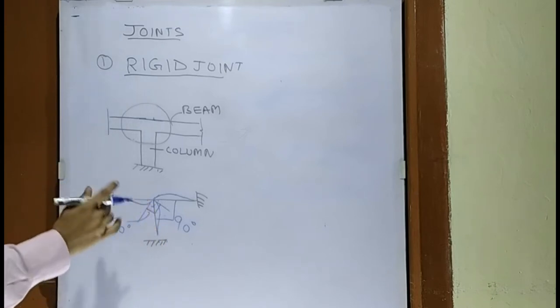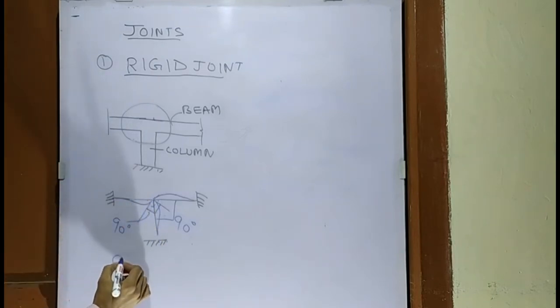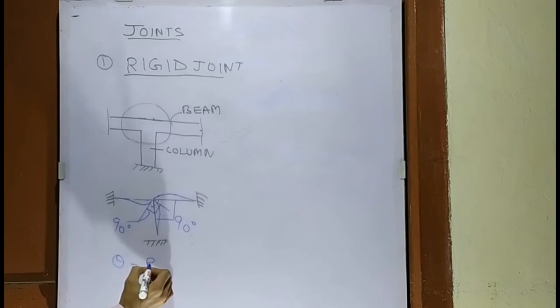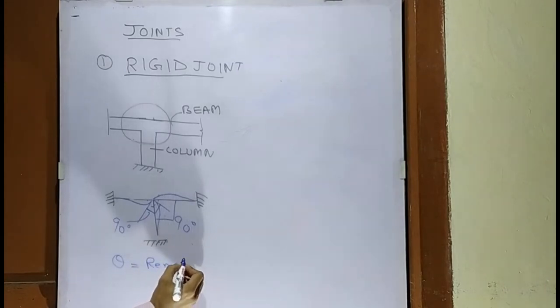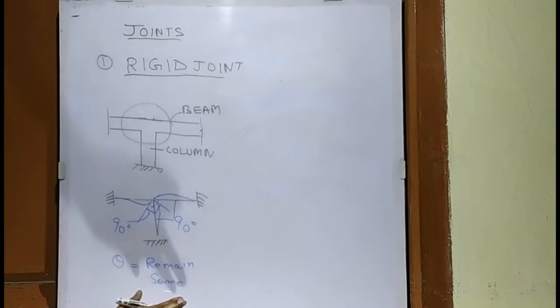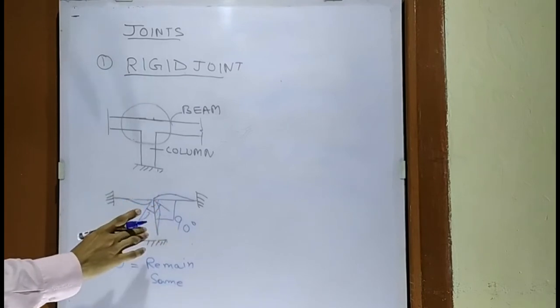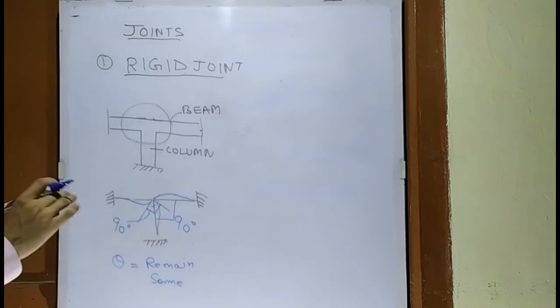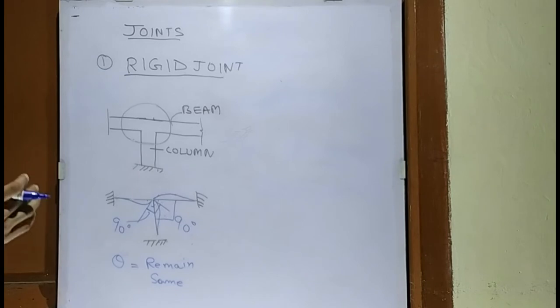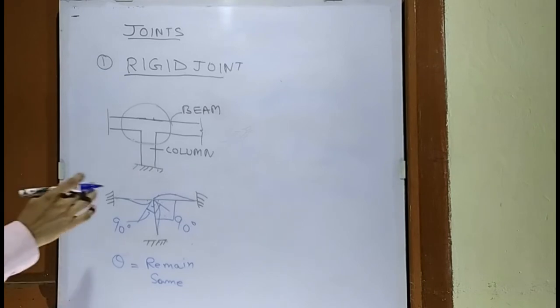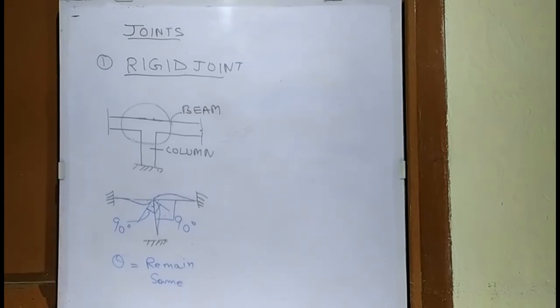So in a rigid joint the theta will remain the same; it will not change. If the angle before the deflection is 45 degrees, then it will also remain 45 degrees after the deflection. So this is the main thing about this type of rigid joint.